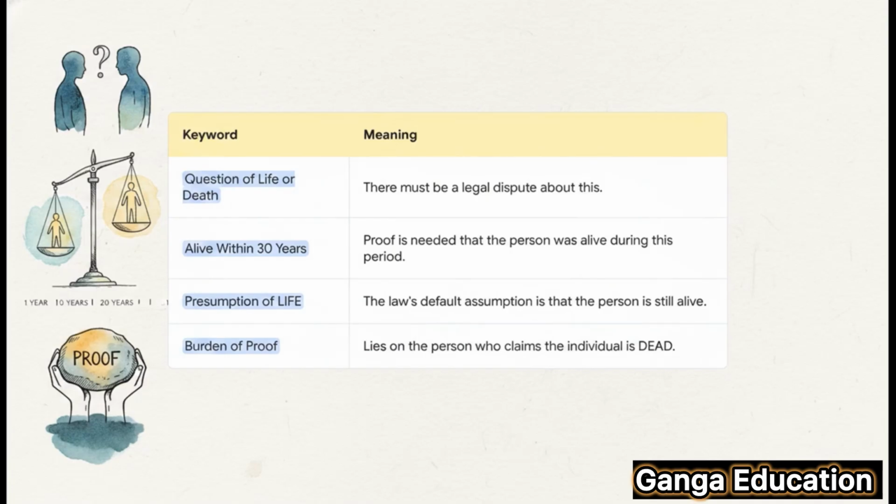Let's break down the essential ingredients of this section. First, there has to be an actual legal dispute about whether the person is alive or dead. Second, you have to prove that the person was in fact alive within the last 30 years. Third, the law's default assumption will be the presumption of life. And fourth, the burden of proof falls on the party that is claiming the person is dead. See, it's pretty simple and logical when you break it down.